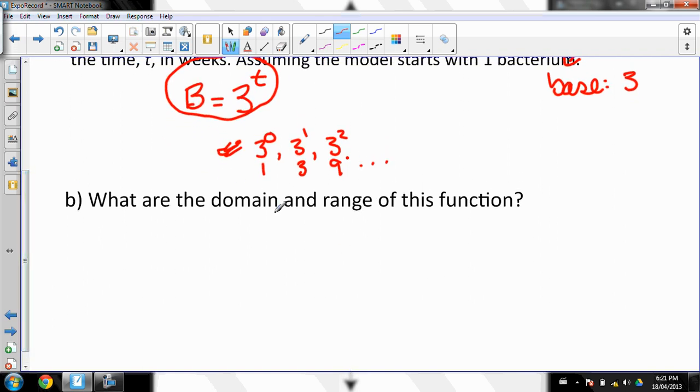Now, what are the domain and range of this function? Well, since it's an exponential function, exponential growth to be exact, I could say domain, x can be anything, because it's an exponential function that hasn't been shifted. Range, y has to be bigger than 0, because if I were to graph it, it would look something like this. My asymptote occurs on y equals 0.